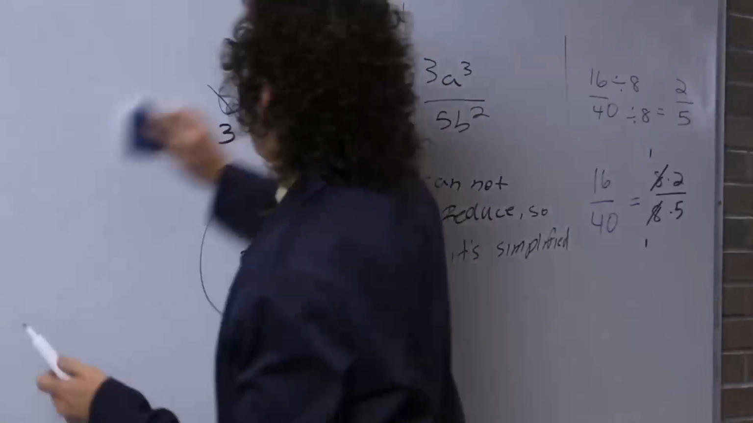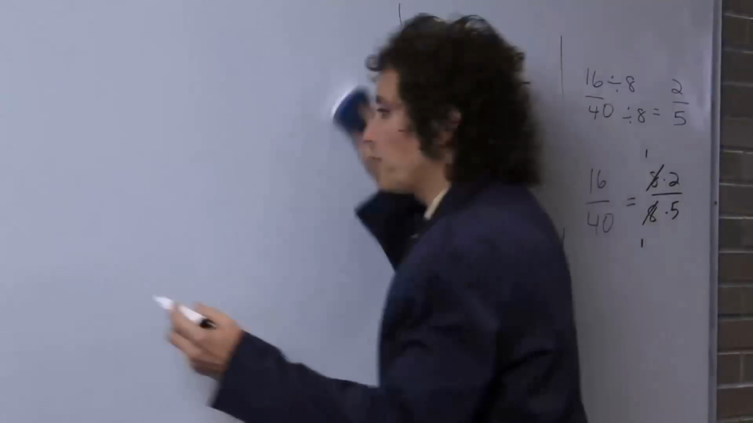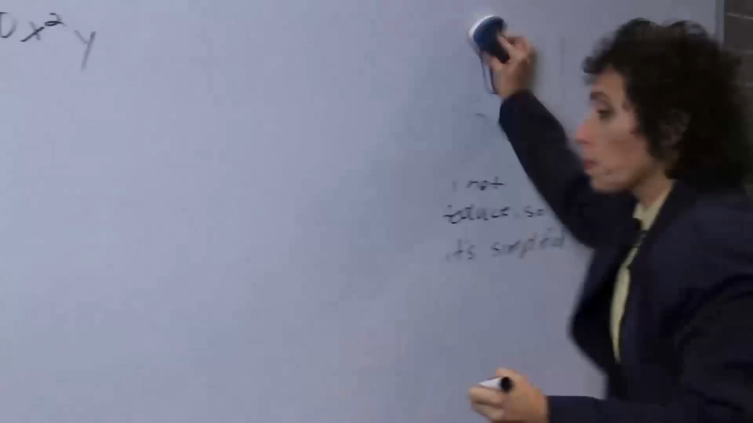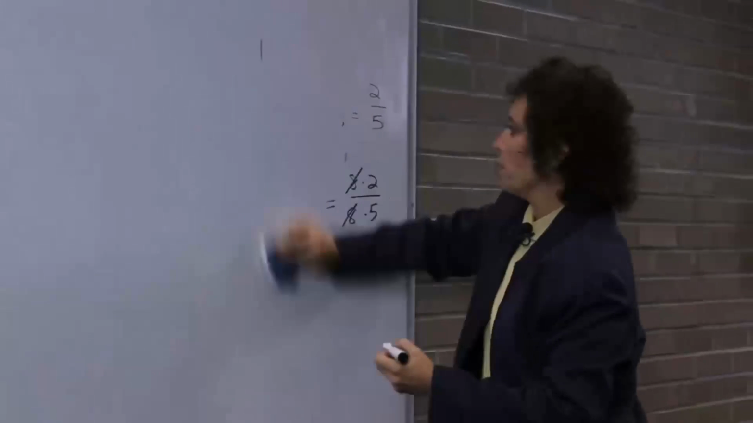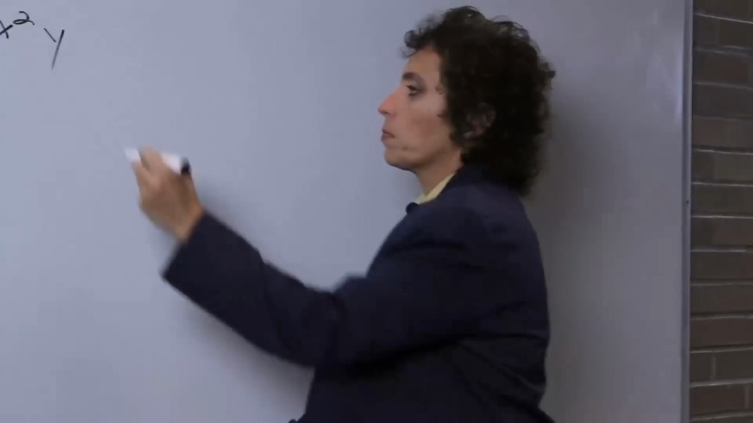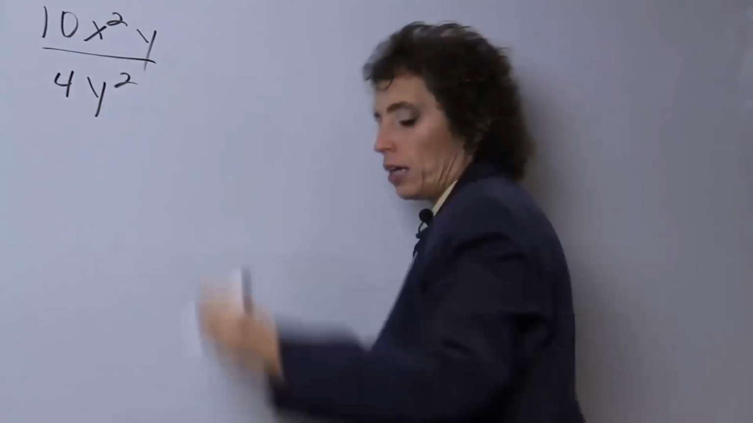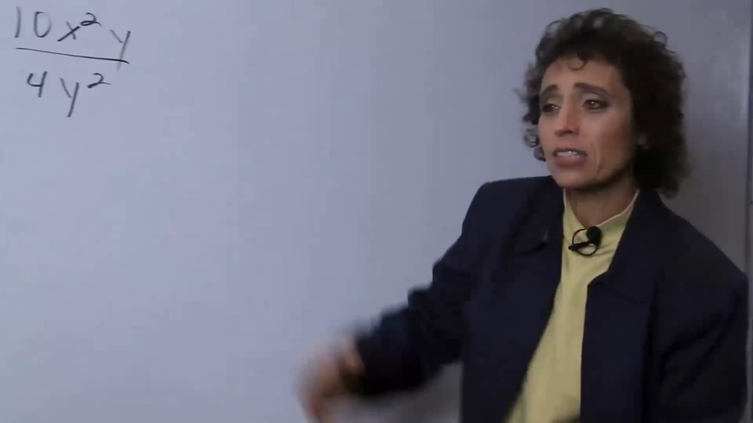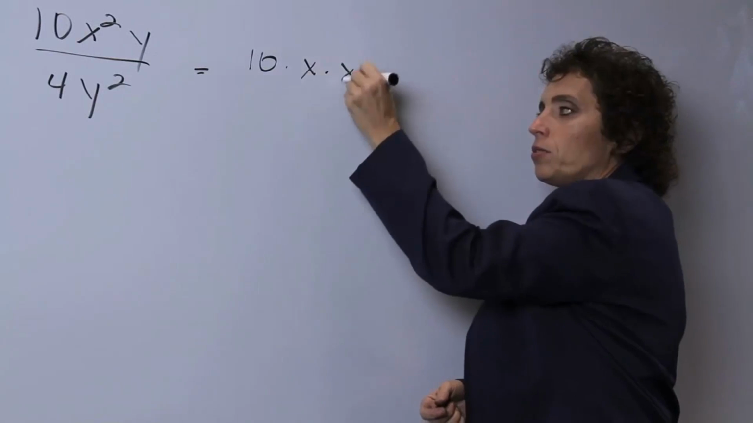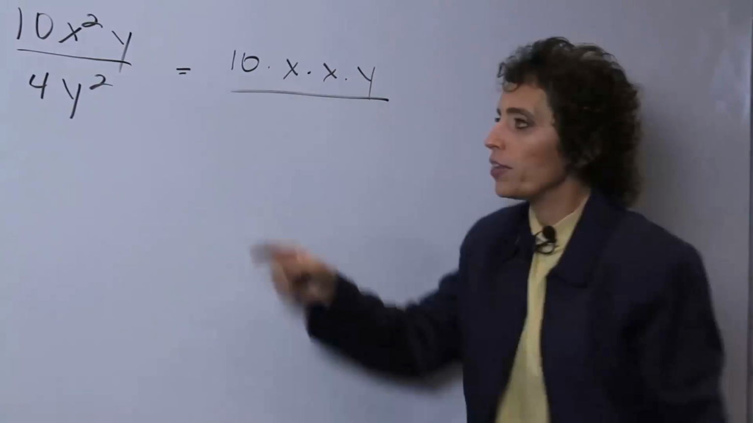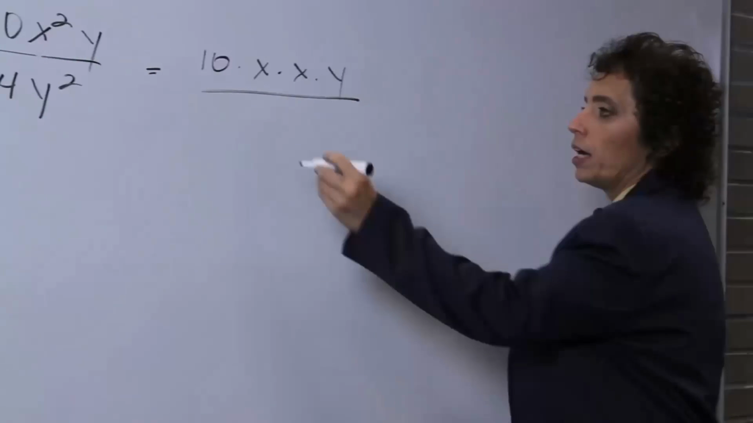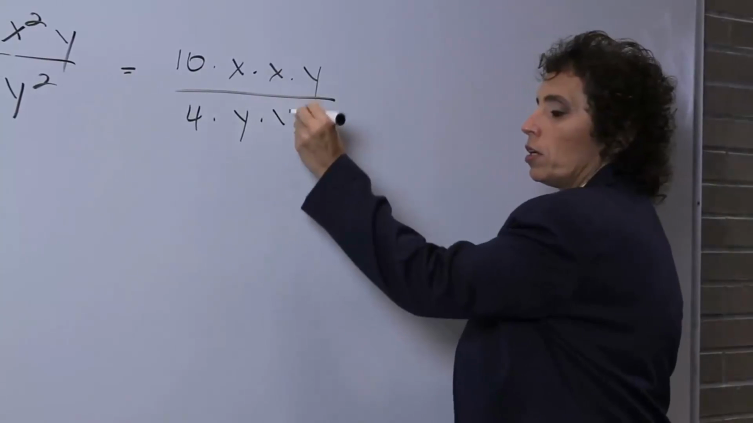Okay, let's look at this one. This is a beauty. I'm feeling good about this one. 10x squared y over 4y squared. I'm going to write this one out because you notice that they're y's top and bottom. So I'm going to write it out so you can see it. This is 10 times x times x times y. Because remember, the exponent only works to its immediate left, so the exponent has nothing to do with the 10. Okay, 4 times y times y.